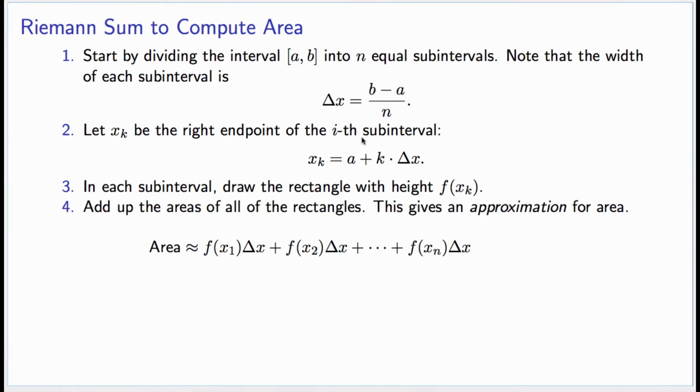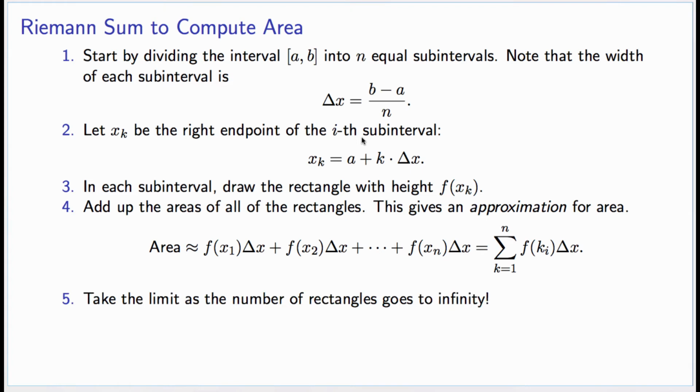We can then add up the areas of each of those rectangles. We can use our sigma notation to express that. And finally, we'll take the limit. Again, this is in x sub k here. We'll take the limit as the number of rectangles goes to infinity. So this expression here is your f of x sub k, the height of the kth rectangle.